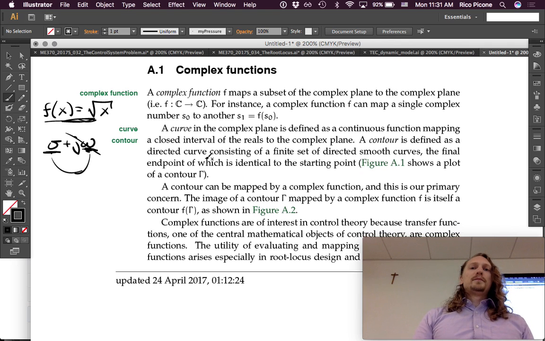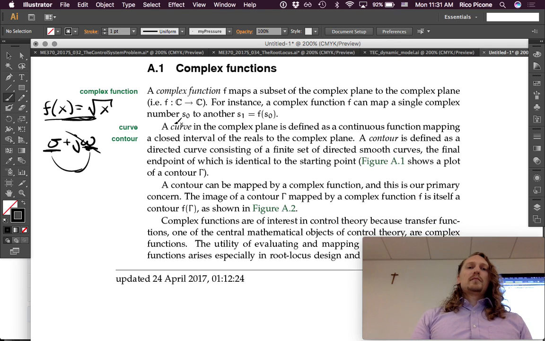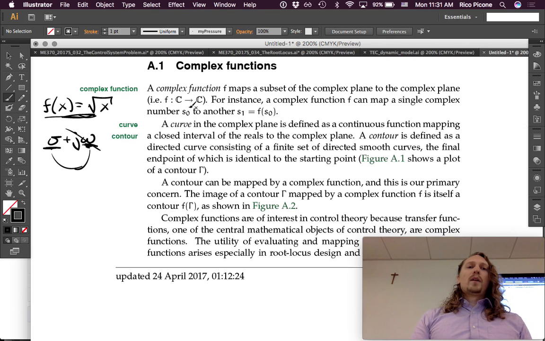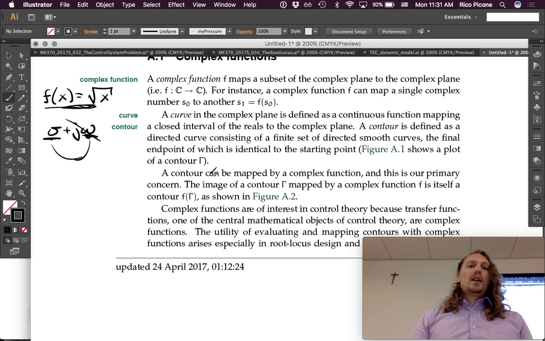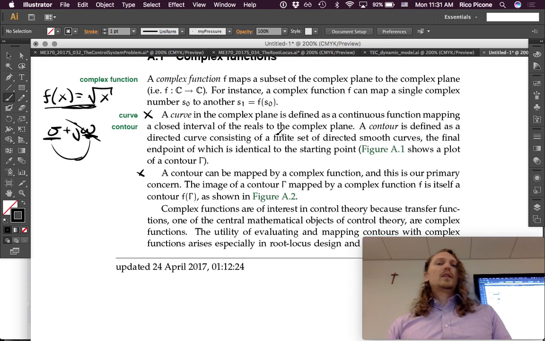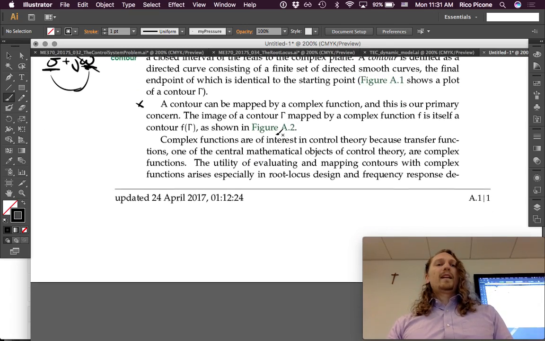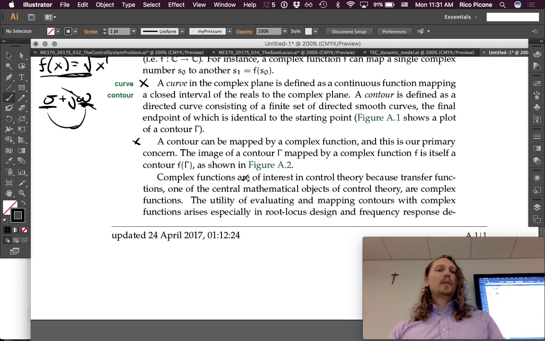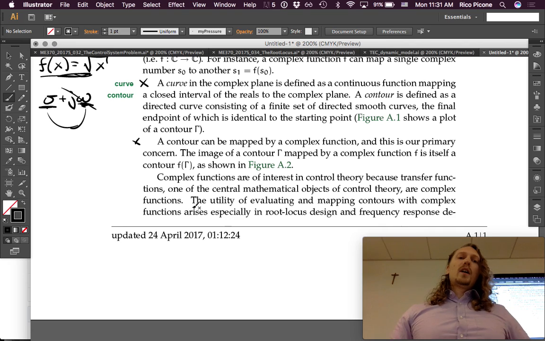We're going to ignore the stuff about curves and ignore the stuff about contours, and we're just going to focus on complex functions. Complex functions are of interest in control theory because transfer functions, one of the central mathematical objects of control theory, are complex functions. That's why we care about them.